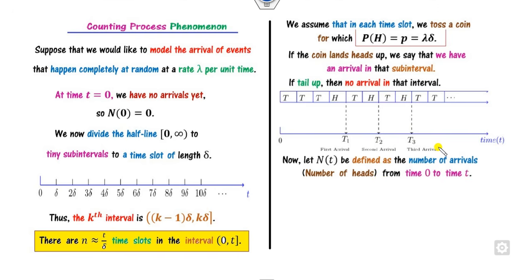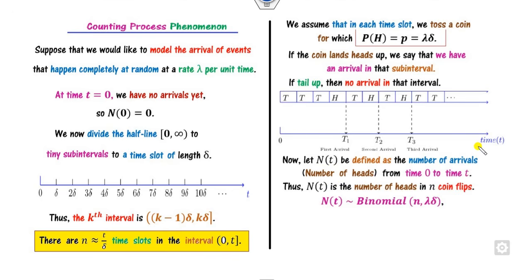Then we can define N(t), that is the number of the arrivals. In this particular example, the number of arrivals is the number of heads from the time t equal to 0 to the time t. Since it is a finite length, N(t) represents the number of heads in this. So up to here, how many heads are there? 3. So I can consider n as 3. But if you consider from 0 to t, how many heads are there? Let's say these are my n number of heads.